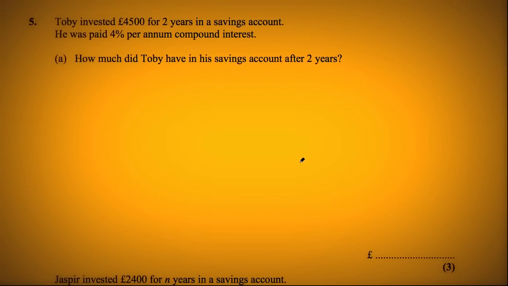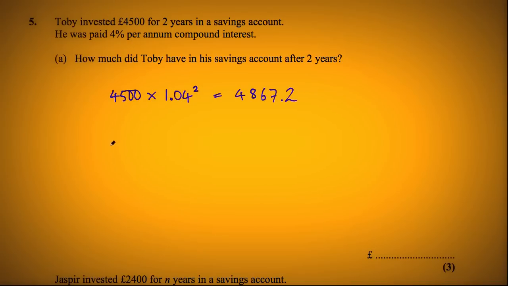Question 5. Toby invested £4,500 for 2 years in a savings account. He was paid 4% per annum compound interest. How much did Toby have in his savings account after 2 years? The easiest way to do this, the quickest way with a calculator, is the original £4,500 times by 1.04, which is an increase of 4% per annum, squared because it's 2 years. Which gives me 4867.2.